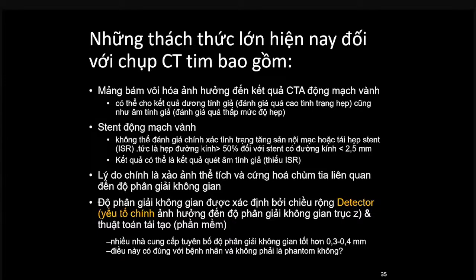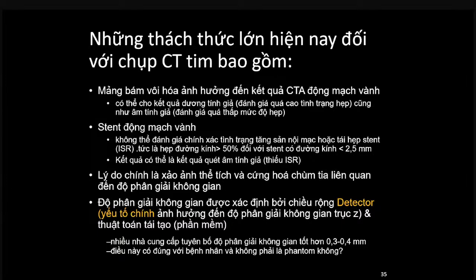Let's move on. The current major challenges for cardiac CT imaging include calcified plaques affecting coronary CT results, which can give false positive results because you overestimate stenosis, as well as false negative results because you underestimate the degree of stenosis. Coronary stents: we cannot accurately assess for presence of intimal hyperplasia or in-stent restenosis in stents less than 2.5 or 3 mm in diameter, and can result also in false negative scan results, in other words, missing in-stent restenosis.